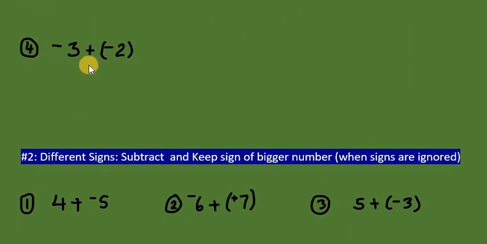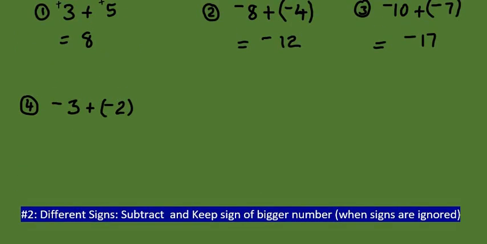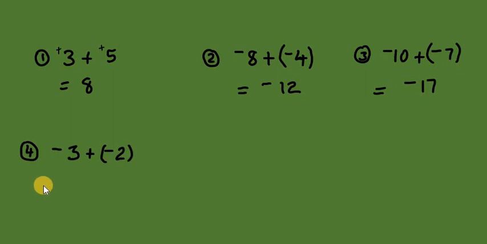Here, number 4, you try this one. What should the answer be? Negative 3 added to negative 2. What should the answer be? That's correct if you said negative 5. Why negative 5? Because we're adding two numbers, negative 3 and negative 2. They both have negative signs, so we add 3 to 2, get 5, and keep the sign.